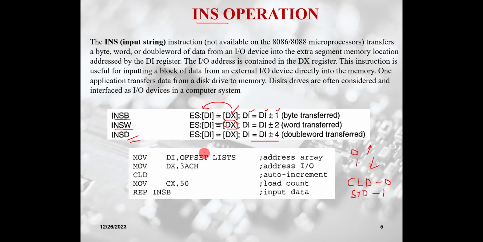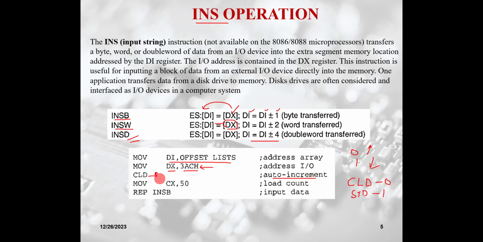Okay, so if I take this example out here, if I do a MOV DI, OFFSET LIST, the offset wherever I want this data which is being brought from the port to be stored, that offset location is being fed into DI, right? And DX, this is the port number, so I have to feed the port number to the DX register. Now we are going to auto increment the DI register, so after fetching the first data, it will increase.